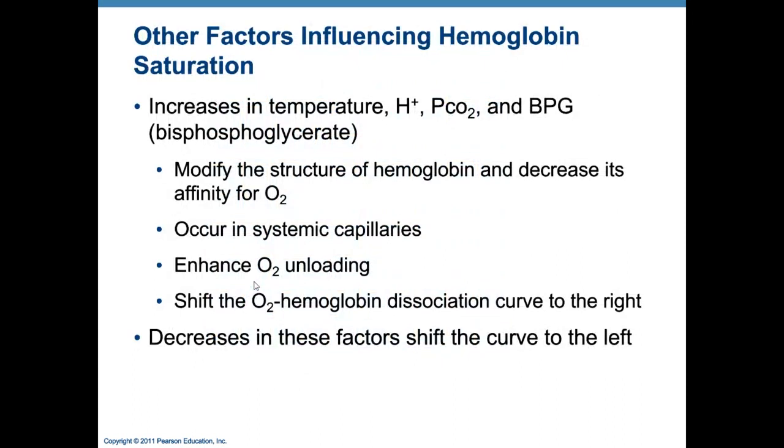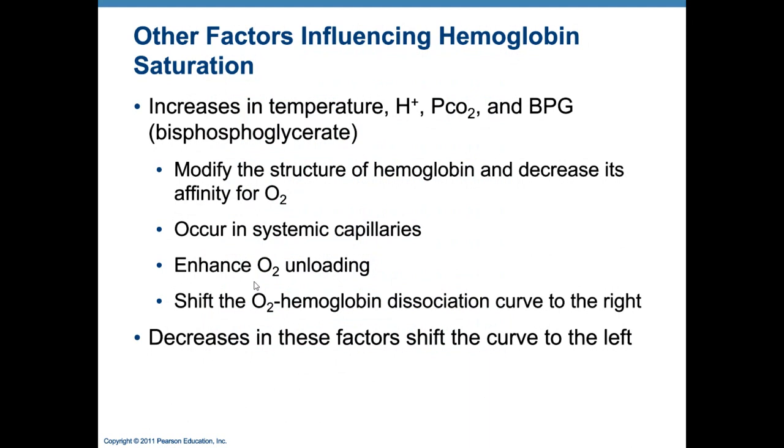So any kind of temperature increase, pH decrease, which would be hydrogen ion increase, partial pressure of CO2, and bisphosphoglycerate levels, all of those can lead to differences in hemoglobin saturation. And it modifies the protein, and it makes it where it doesn't want to bind to oxygen as well. So it decreases what we call the affinity. And this can occur in the systemic capillaries and enhance oxygen unloading, and it shifts it.